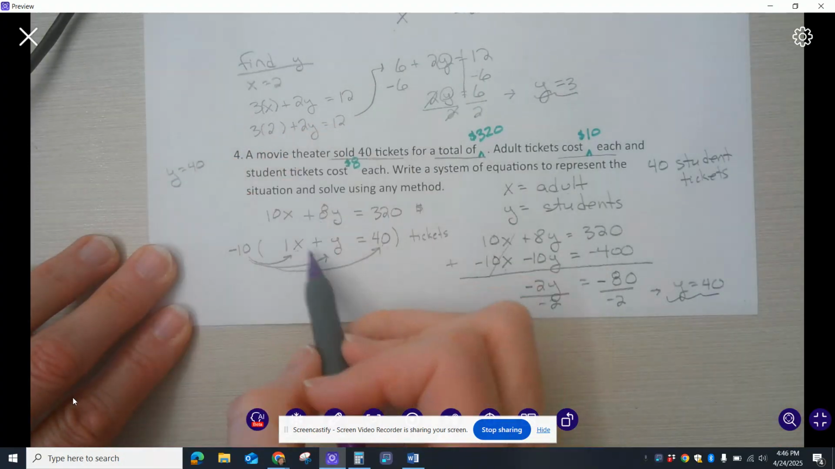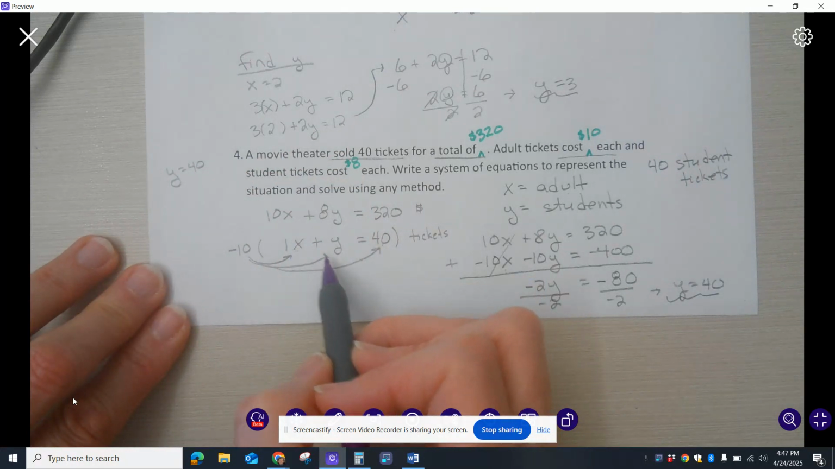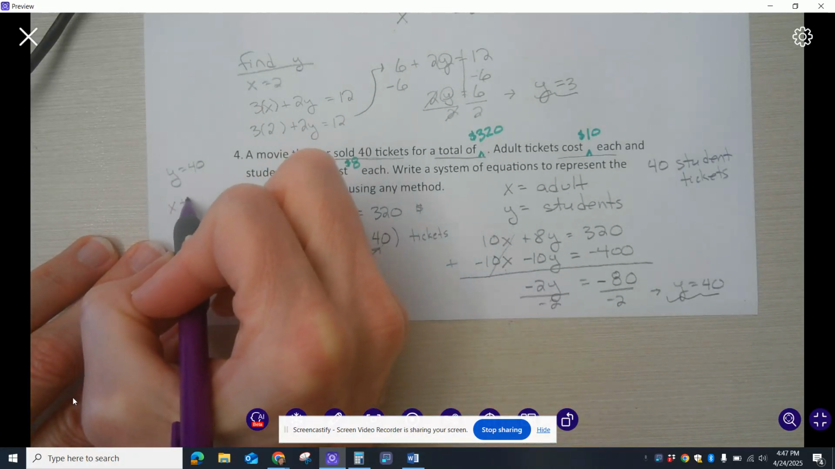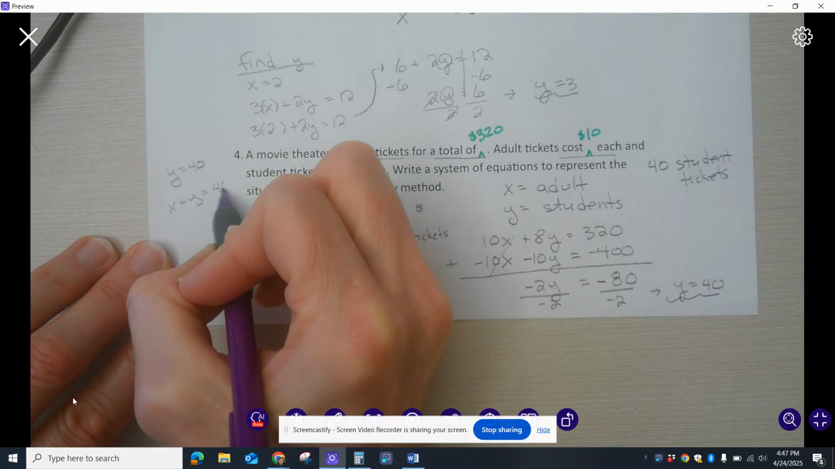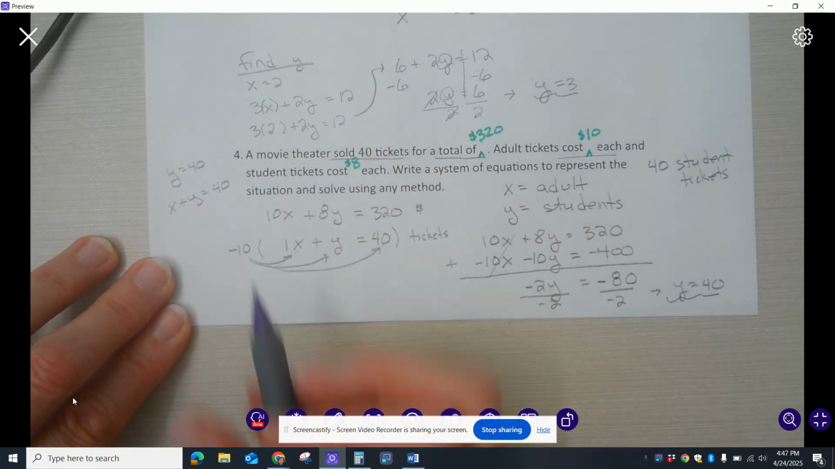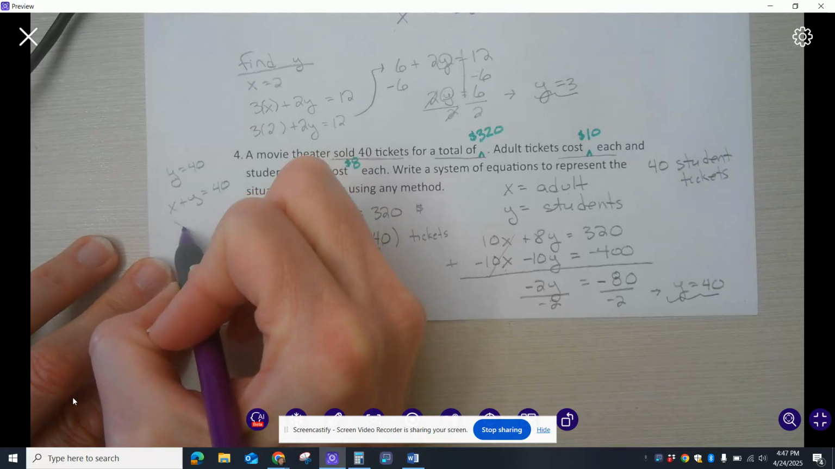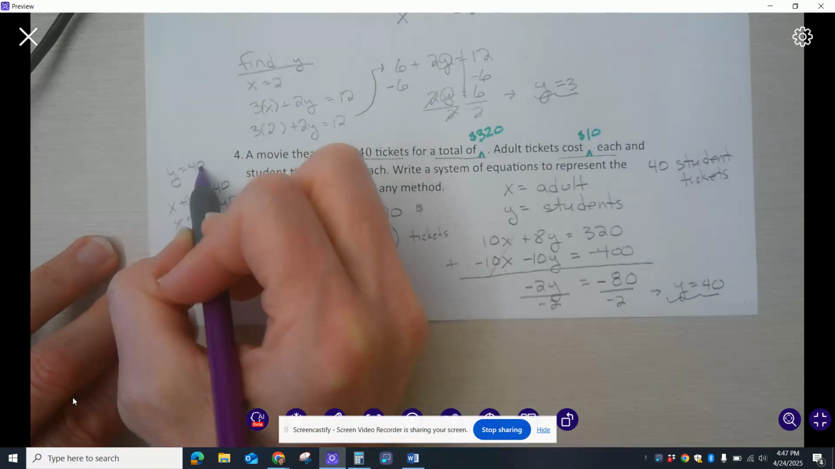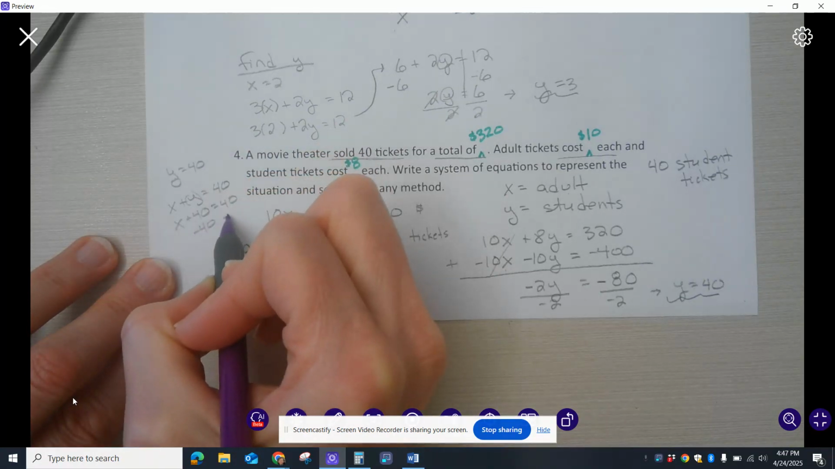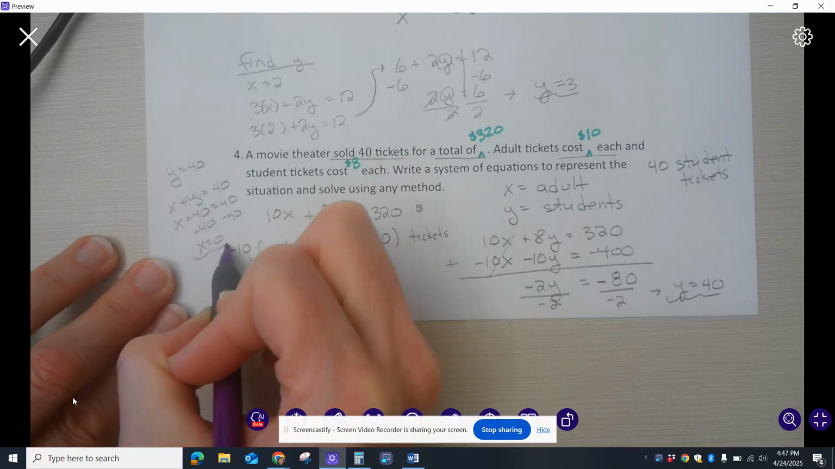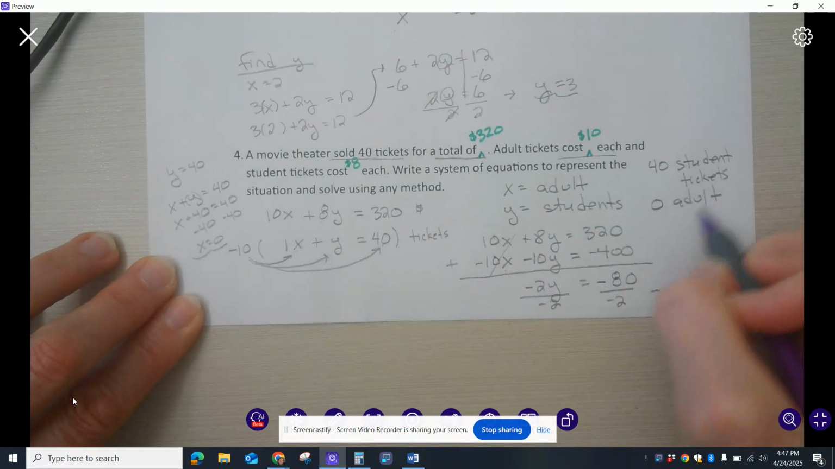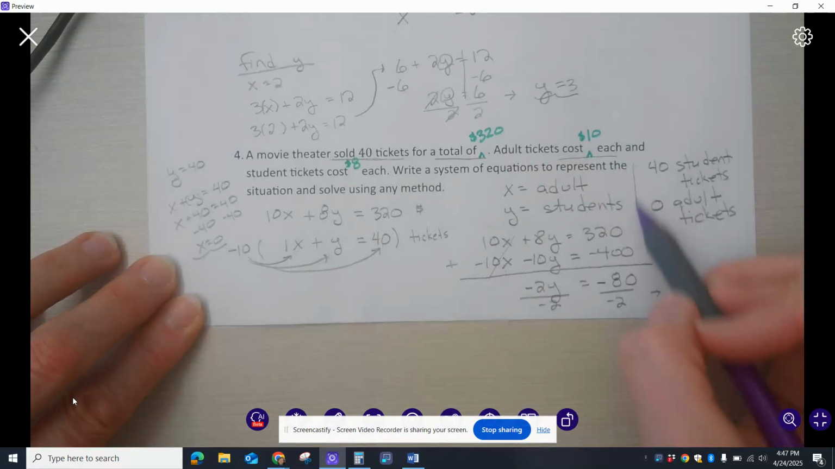Y equals 40. I can use either one of my equations to find x. I think I want to use this equation because it's nice and simple. X plus y equals 40. Did we sell no adult tickets? If y equals 40, I would have x plus 40 equals 40. So I substituted in 40 for y. And if I subtract 40 from both sides, I get x equals 0. So that means I sold 0 adult tickets. Interesting, but that is the way the problem was written.